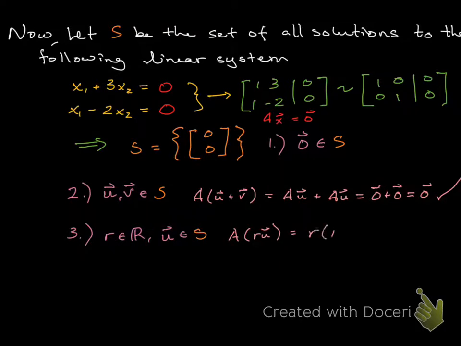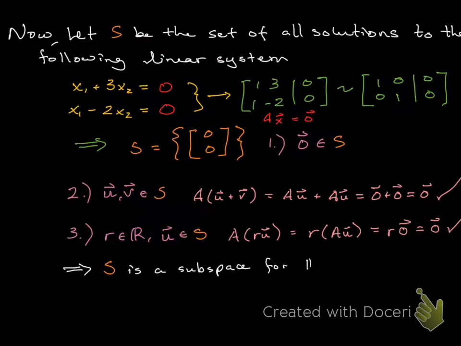If I have R as a scalar and U in my set, then A times RU should satisfy my equation. That should be R times AU, and I know AU equals 0. That satisfies my equation, AX equals 0. So I can say that this is R times 0, which is of course the 0 vector. Okay? My set includes a 0 vector and is closed under vector addition and scalar multiplication. I can say that S is a subspace. S is a subspace of R2.